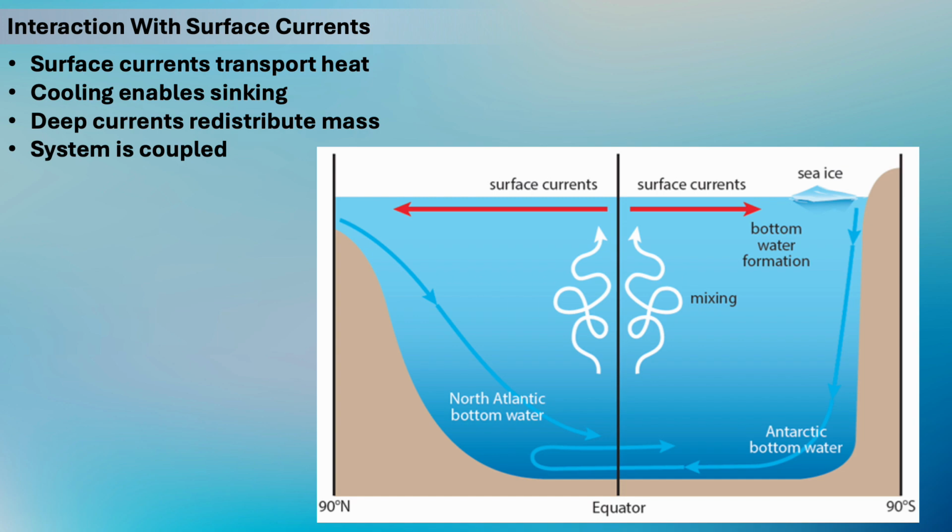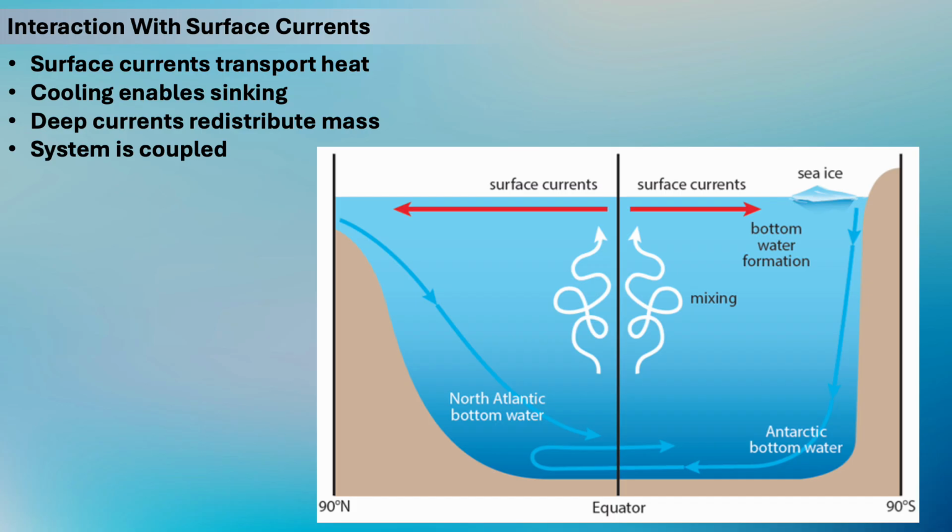Now reverse this perspective. When deep water forms and sinks, surface water must replace it. That replacement occurs through large-scale surface and intermediate circulation patterns. Deep circulation influences surface circulation by altering density gradients, which affect pressure gradients in current structure. So this is a coupled system.